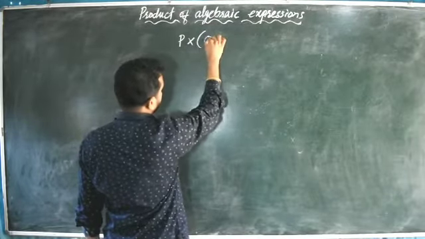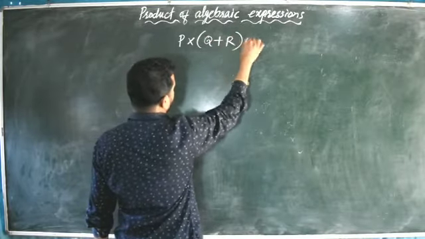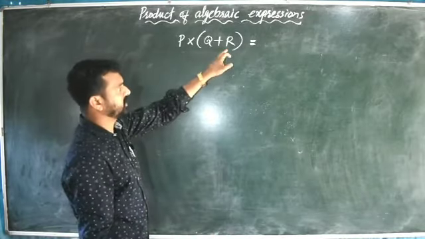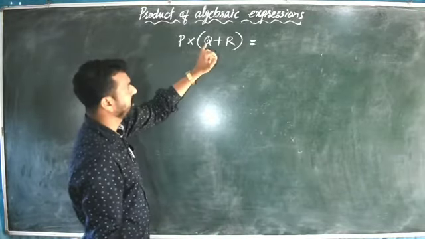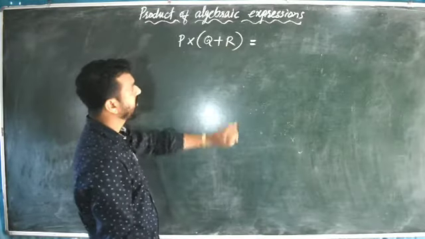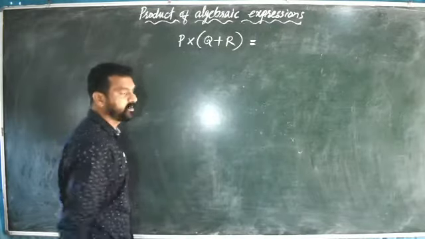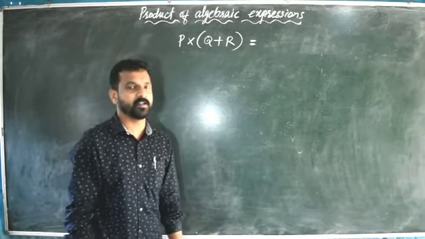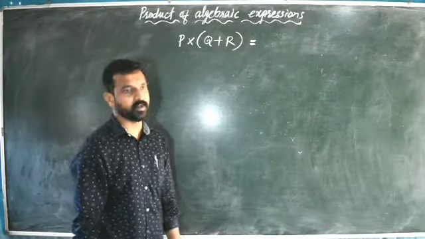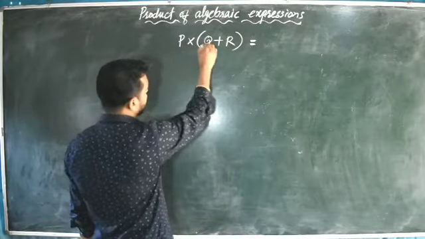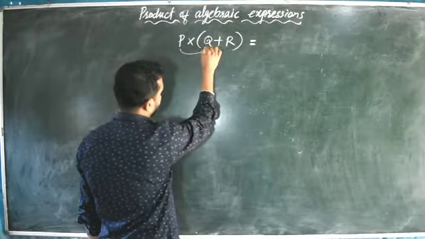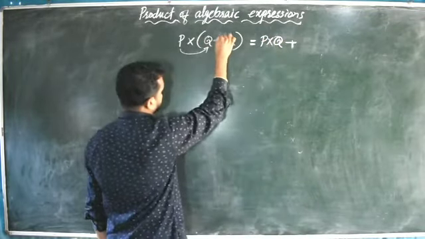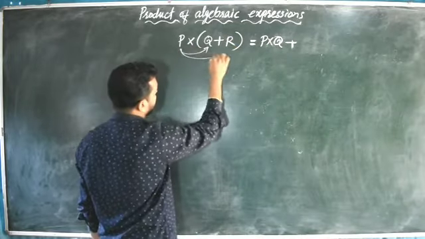Suppose P into Q plus R. Just imagine P is a monomial and Q plus R is a binomial. Then we have to use the distributive property of multiplication over addition, that we have studied in the first chapter. P into Q plus R is equal to, how can we multiply that? P into Q plus, here it is plus sign, then plus P into R.